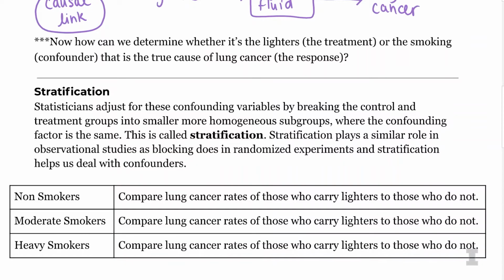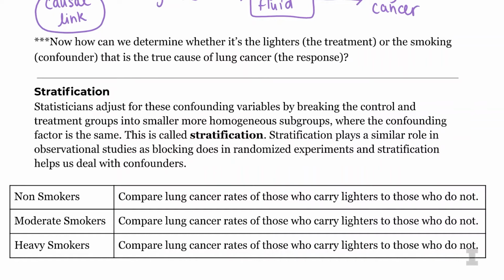So stratification is actually very similar to blocking. In randomized controlled experiments, if we have small sample sizes, we can block or divide our subjects into subgroups based on certain factors. And stratification is essentially the same thing for observational studies. So it says stratification involves breaking the treatment and control groups into smaller, more homogeneous subgroups where the confounding factor is the same.